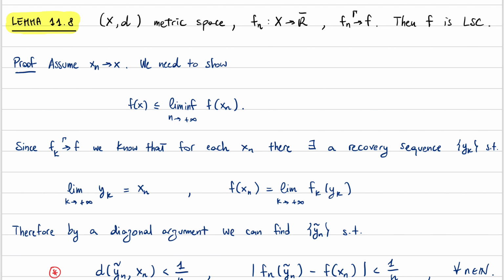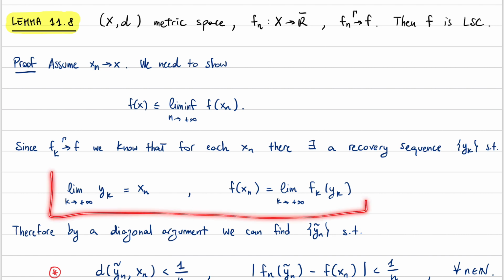Now, since Fk gamma converges to F, here I'm just changing the letter for the natural number, so this doesn't matter. Since Fk gamma converges to F, then for each xn fixed, xn being one of these points, there exists a recovery sequence which we denote by yk, such that it does what a recovery sequence does. So yk converges to xn as k goes to plus infinity, and the energies Fk of yk converge to the limit energy F of xn as k goes to plus infinity.